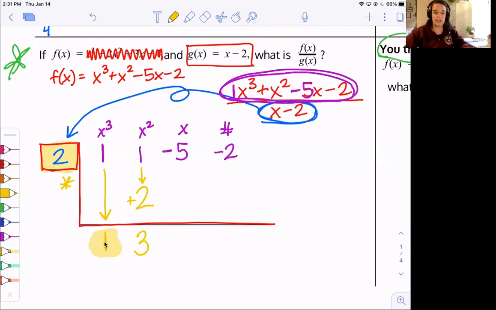So I go down, I go up and across, and then I go down, and now I need to go up and across again. In order to go up and across again, I need to do 3 times 2. So 3 times 2, that would be 6 right here. So I'm going to do 3 times 2, and that's going to give me 6. Since it's +6, I'm going to add -5 plus 6. -5 plus 6 is +1. +1 right there.